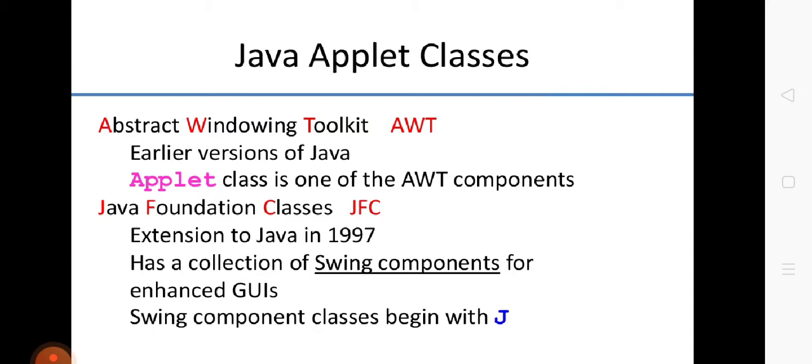Java Foundation Classes, JFC, is the extension to Java from 1997, and it has a lot of collection which are known as Swing components. And with the help of Swing components we can also make GUI applications. Swing component classes begin with J. Every Swing component is in the package swing, so all the components of Swing can be accessed by using the name of the class, and it will start with J.